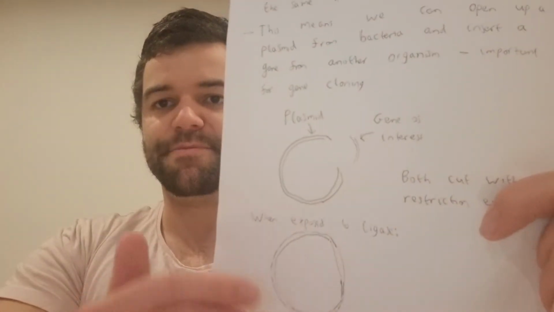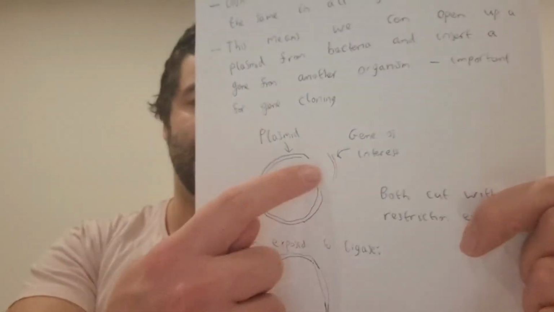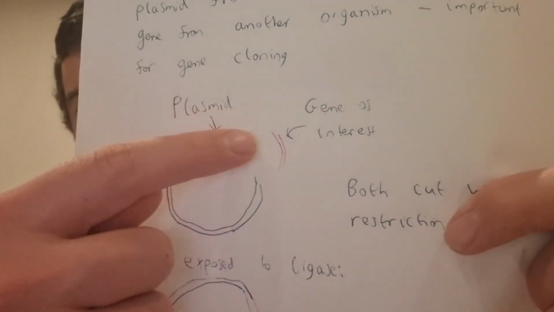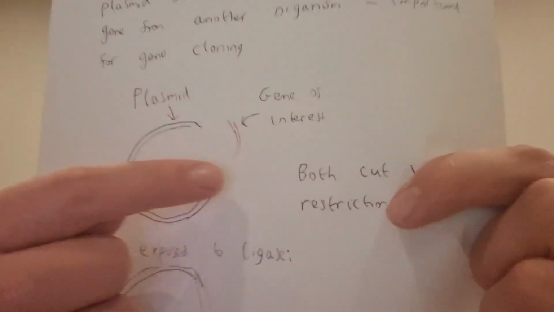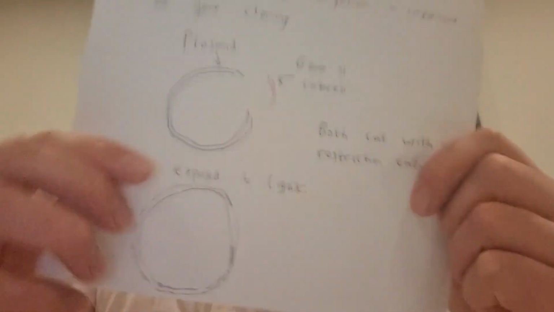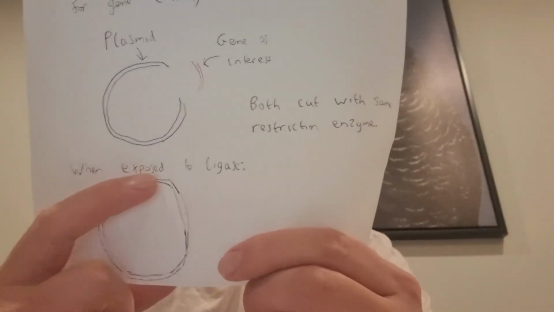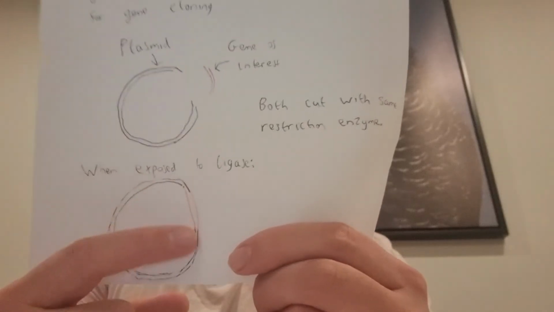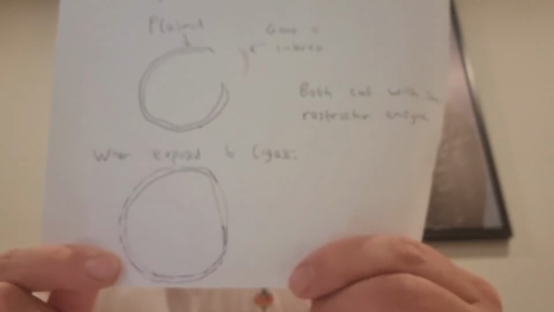Cutting something with the same restriction enzymes ensures the sticky ends are complementary. So basically, the bit that goes over here will be complementary to the bit that goes under here, and the bit that goes under here will be complementary to the bit that goes over here. Okay, so when we expose these to DNA ligase it will basically stick them together to form a new plasmid that's got the gene that we were interested in inside of it. So that is something called bacterial transformation, which will be another lesson later on.